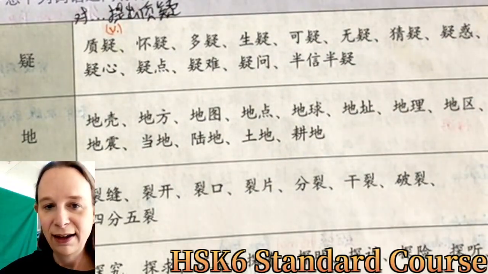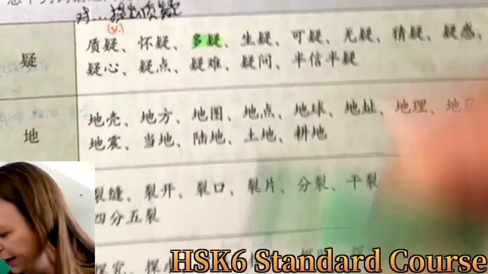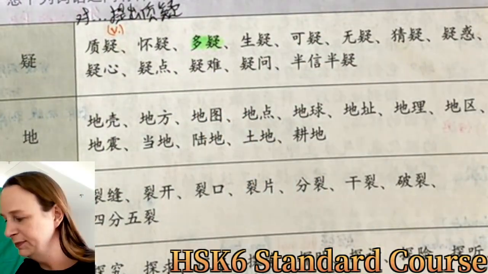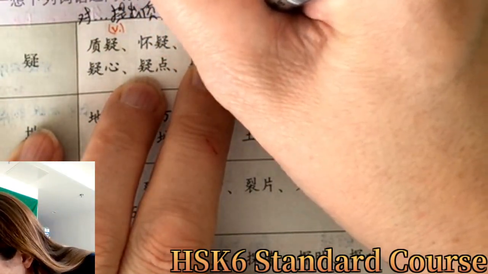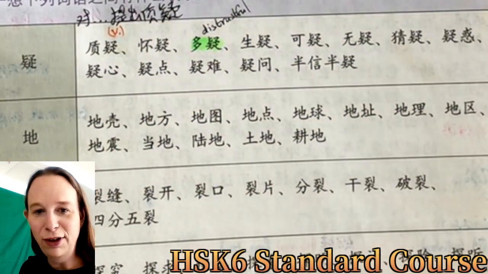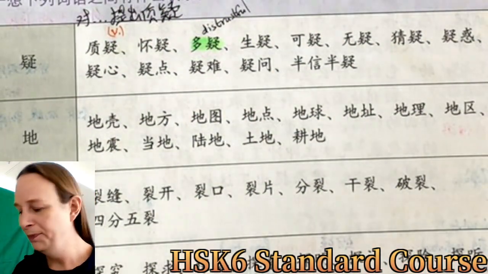Where's my green pen? 多疑. Distrustful. We'll call it distrustful, or mistrusting, something like that.